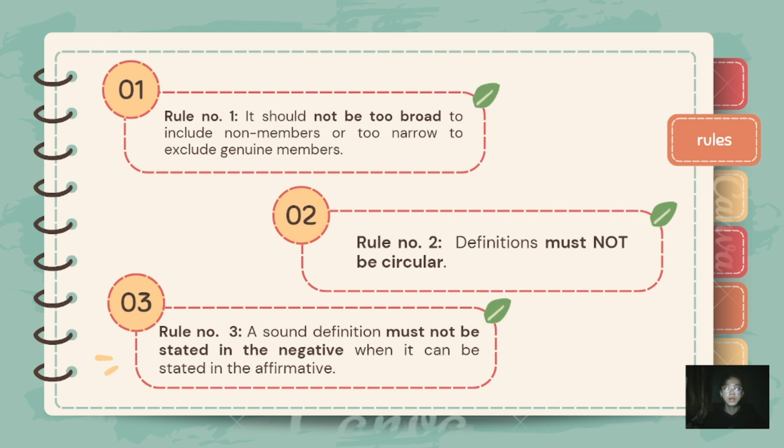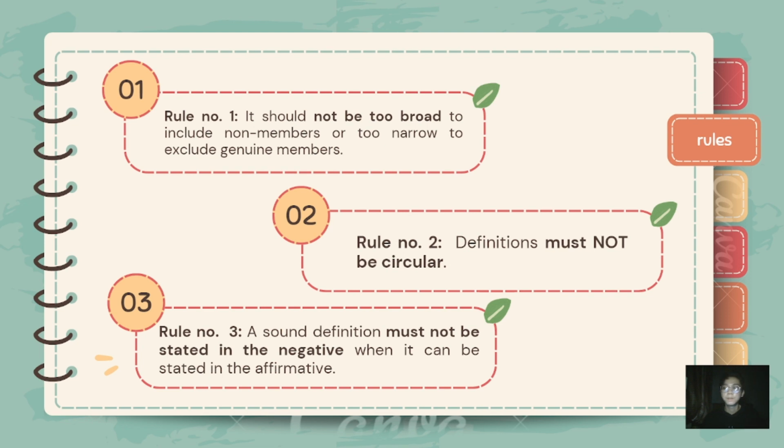So, rule number two, definitions must not be circular. A type of definition that uses the term being defined as part of the description or assume that the term being described are already known. Hindi dapat paikot-ikot yung pag-explain, kasi pag ganun, parang nililito mo lang yung listeners yun. So, yun yung gusto sabihin ng rule number 2 na to, which is definitions must not be circular.